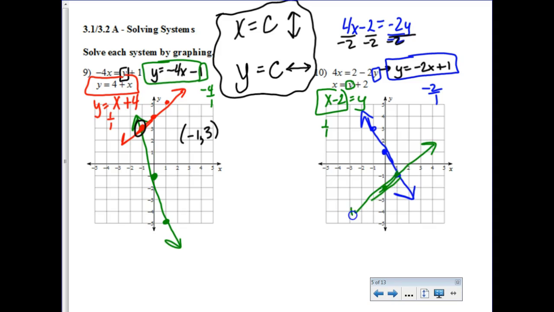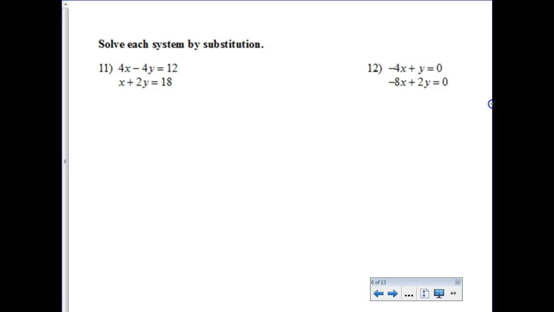Alright, so, oh jeez, it just got really ugly. This intersection point right here, this is the location (1, -1), and that's the solution I need. Remember, if you end up with two lines that are parallel, there is no solution because they will not intersect. So just keep that in the back of your mind when you are testing graphing systems.